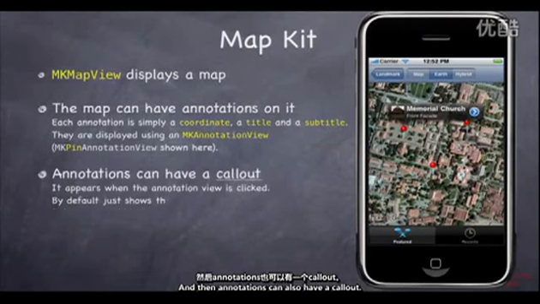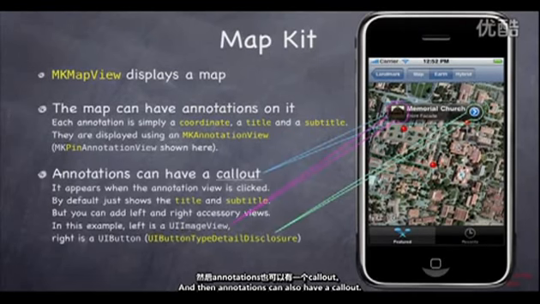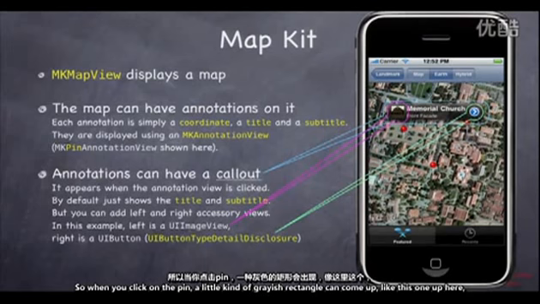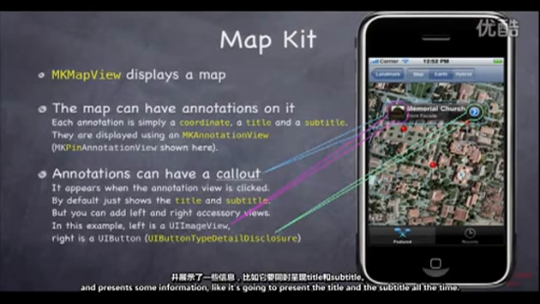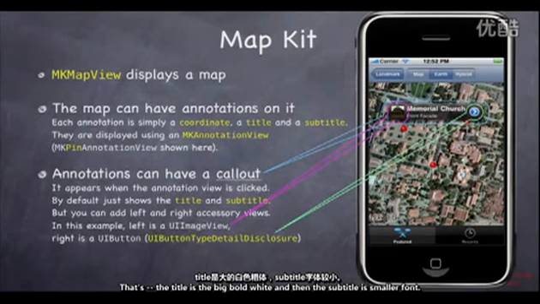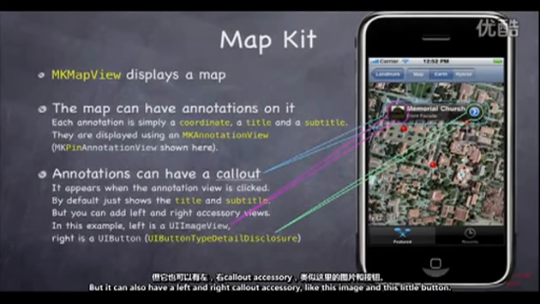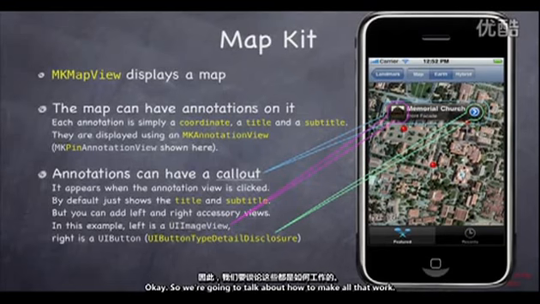And then annotations can also have a callout. So when you click on the pin, a little grayish rectangle can come up, like this one up here, and present some information. It's going to present the title and the subtitle all the time. The title's the big bold white, and then the subtitle's the smaller font. But it can also have a left and right callout accessory, like this image and this little button. Okay, so we're going to talk about how to make all that work.